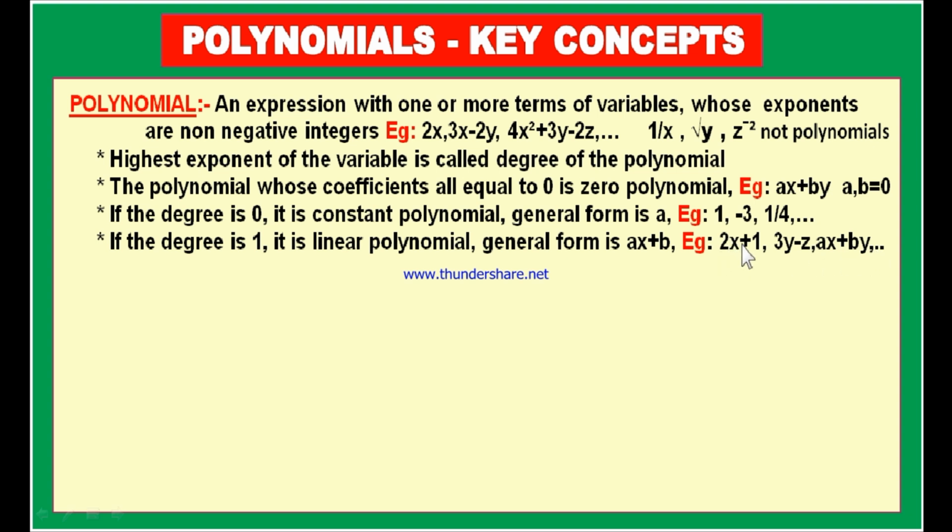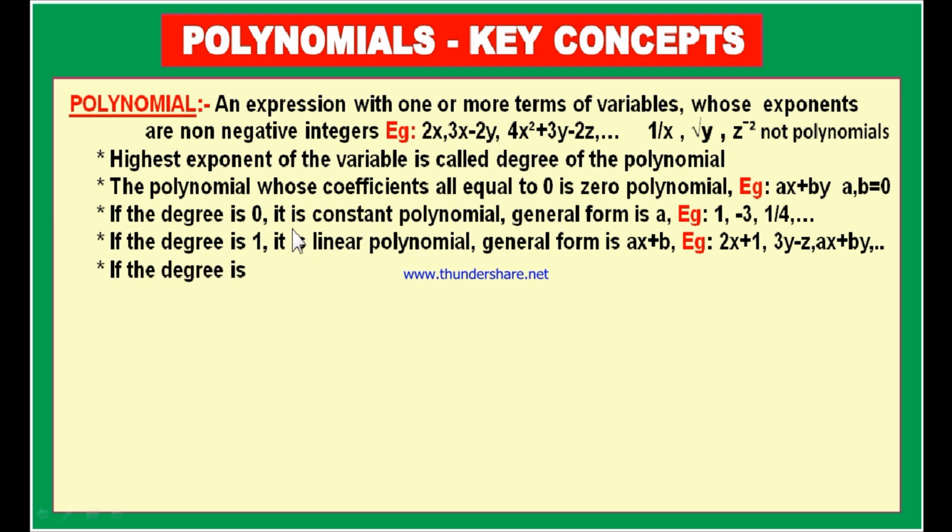You can write 2x plus 1 as 2 into x power 1 plus 1 into x power 0. 3y minus z means 3 into y power 1 minus z power 1. What is the highest exponent? 1 is the highest exponent. Therefore, the degree of 3y minus z is 1 only. Similarly, ax plus by means a into x power 1 plus b into y power 1. The highest exponent is 1 again. Therefore, ax plus by is also a linear polynomial.